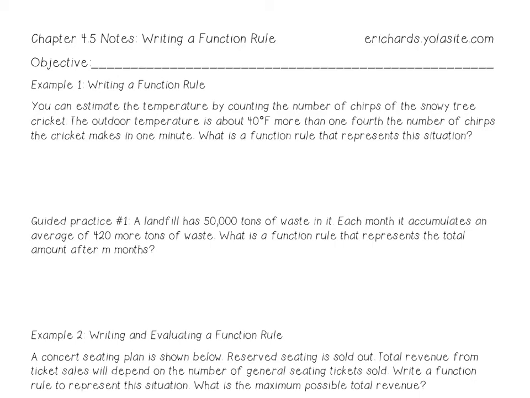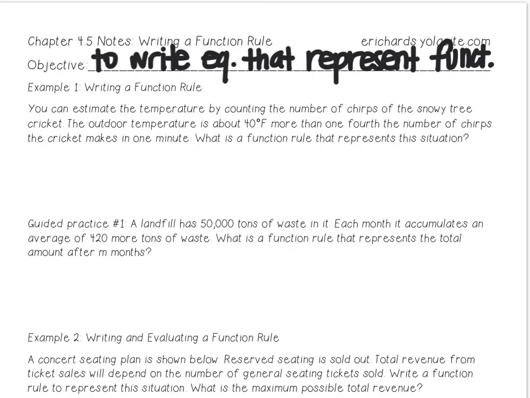Lesson 4.5, Writing a Function Rule. Your objective for this lesson is to write equations that represent functions. So, example 1: you can estimate the temperature by counting the number of chirps of the snowy tree cricket. The outdoor temperature is about 40 degrees Fahrenheit more than 1/4 the number of chirps the cricket makes in 1 minute. What is a function rule that represents this situation?